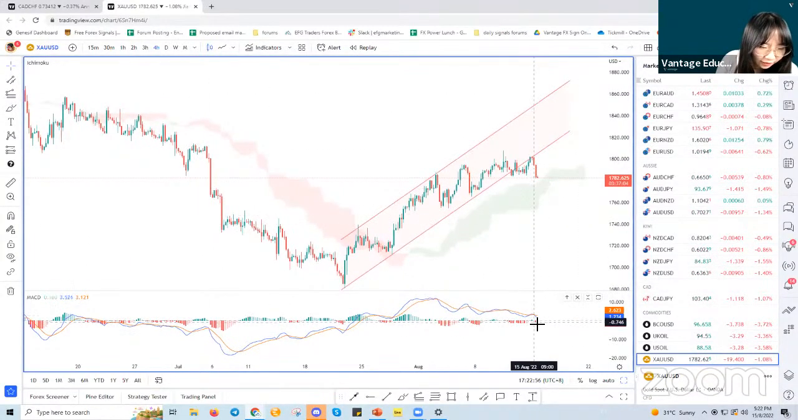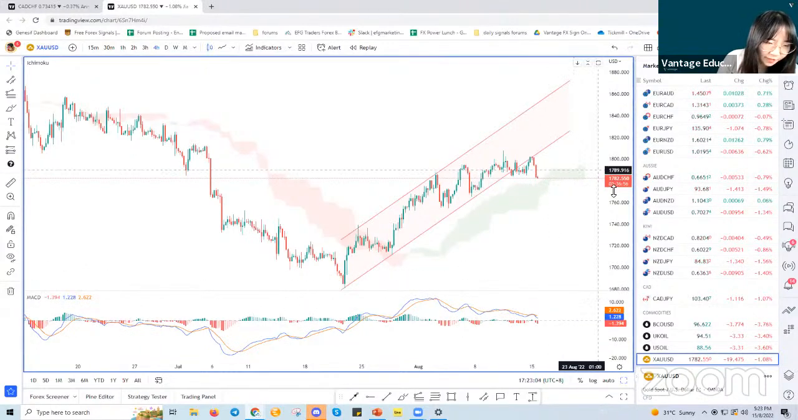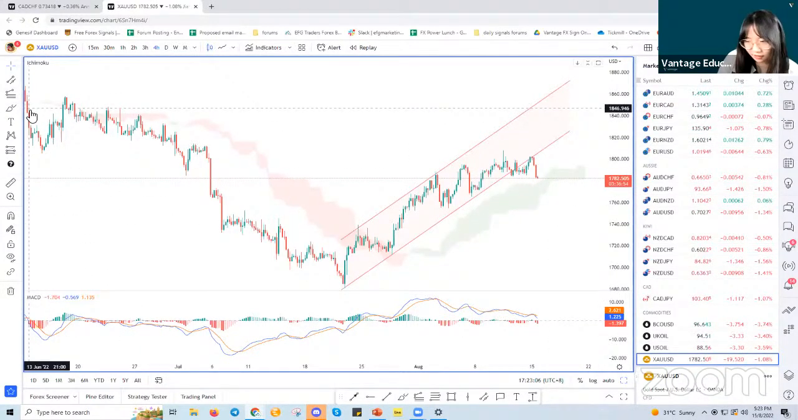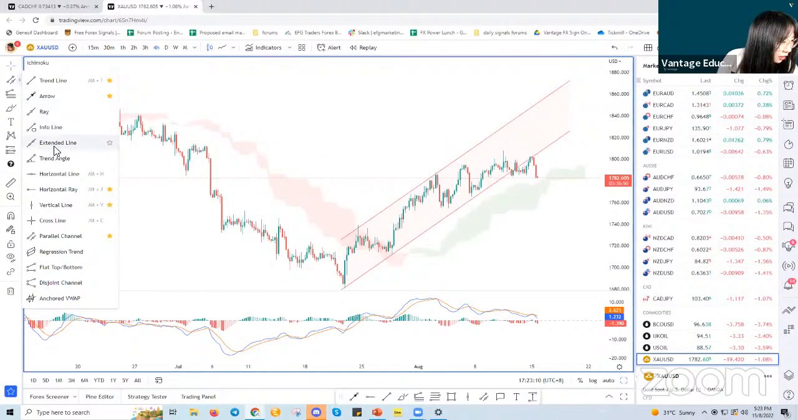As you can see here, for the MACD, the dip line is also crossing below the signal line. So here is a sell signal. I also think the price may go down in the future. So let's try to find our sell entry.